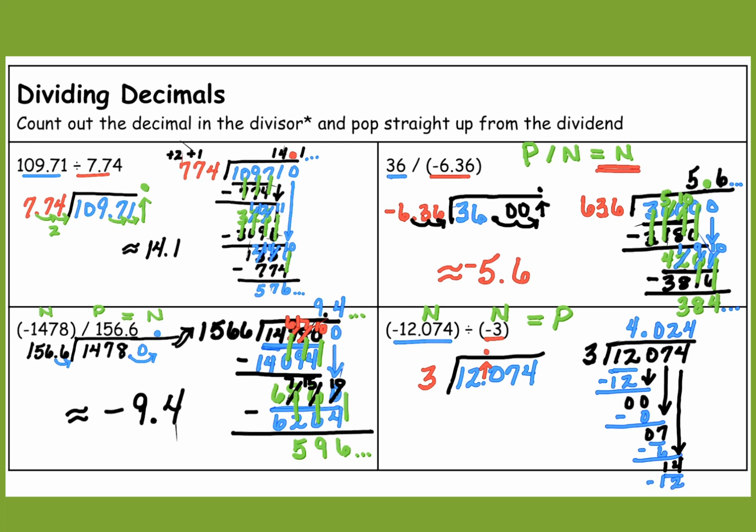4 times 3 is 12, and when we subtract that, we can see that our problem can continue going and going, especially as we continue adding zeros, but we're going to stop here and approximate the answer to our problem. The answer is approximately a positive 4 and 24 thousandths.